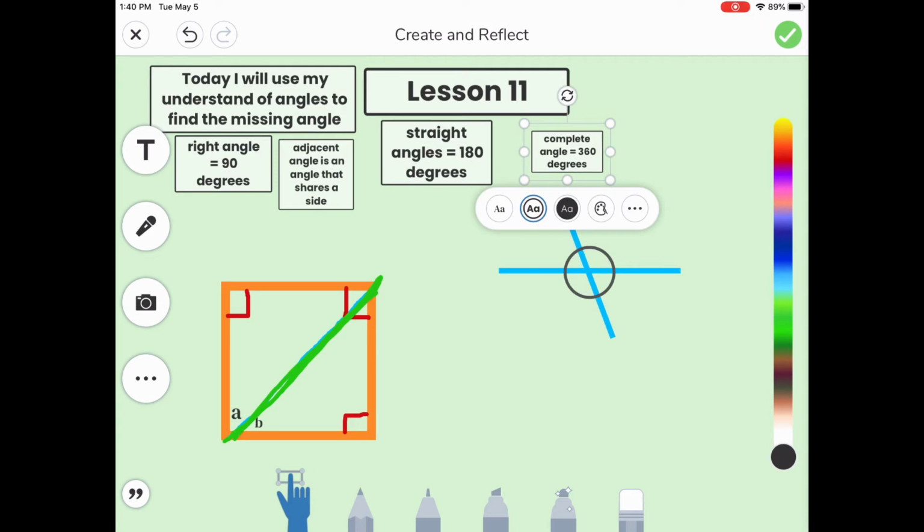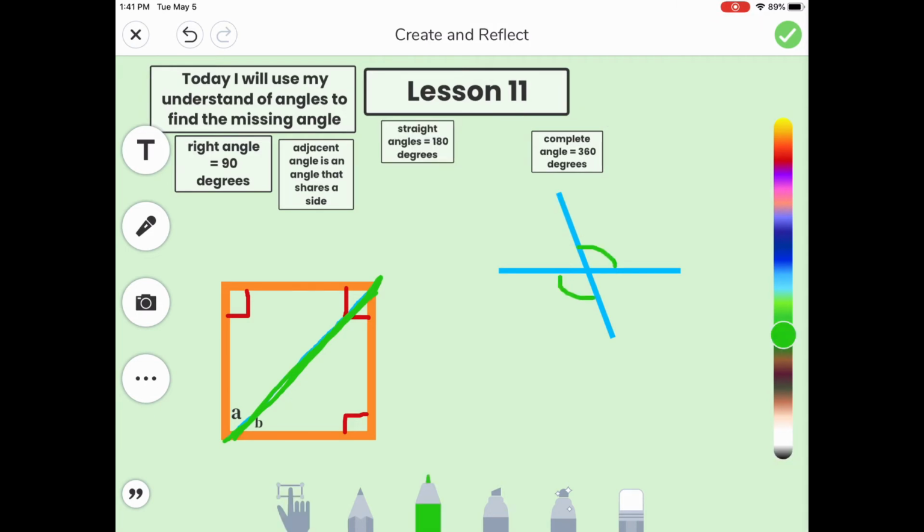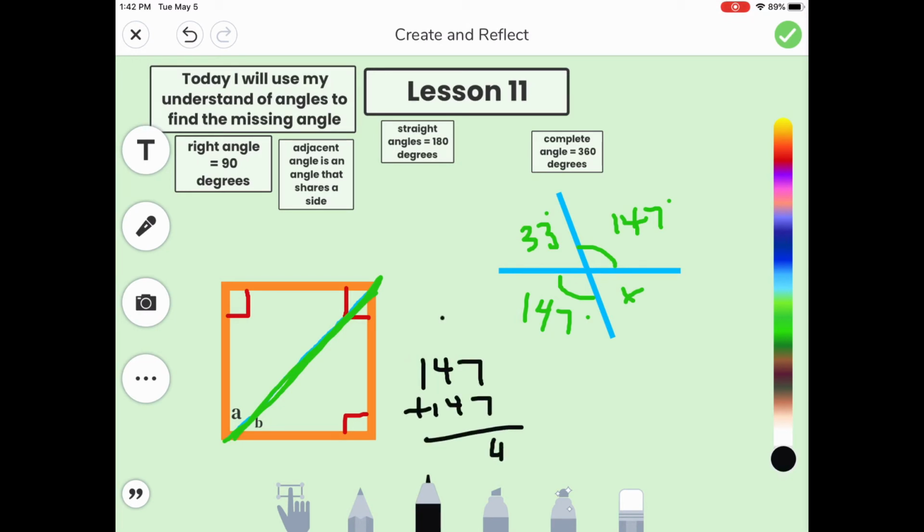It is 360 degrees. We're going to pretend that both are 147 degrees. And we find out that this angle is 33 degrees. One way we can figure out how much this x would be worth would be to add together 147 plus 147 and 33.